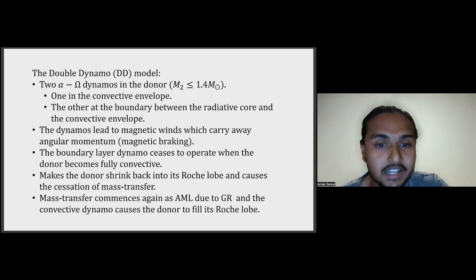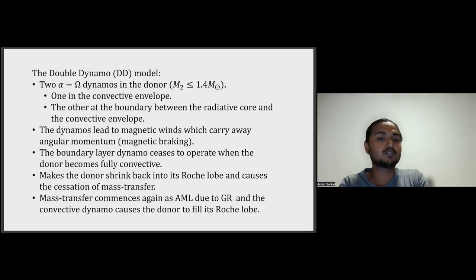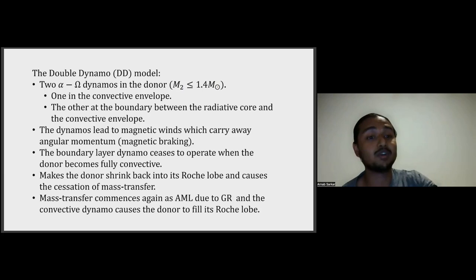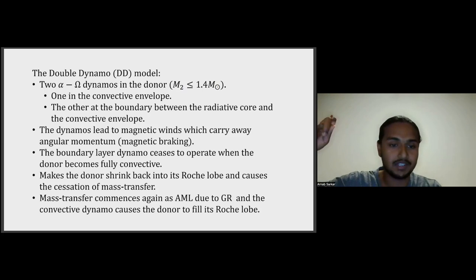The boundary layer dynamo ceases to operate when the donor becomes fully convective. This leads to the donor going out of thermal equilibrium, and the donor shrinks back into its Roche lobe and causes the mass transfer to stop. And at this point, we are at the top of the period gap.